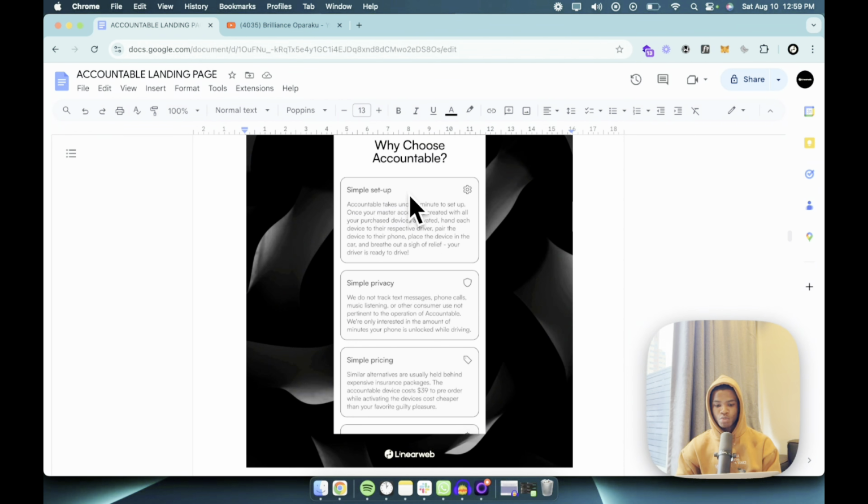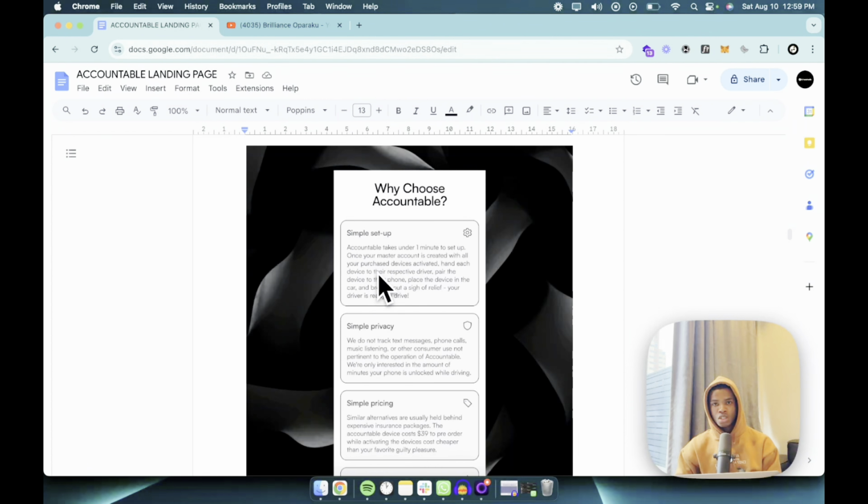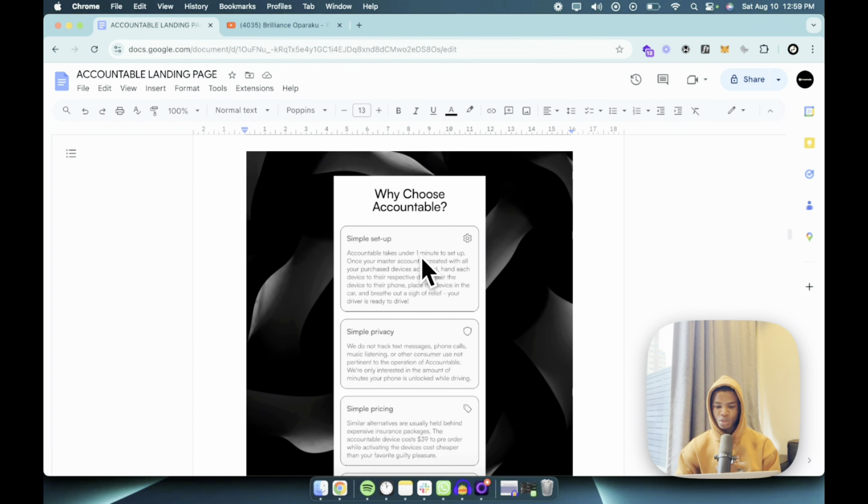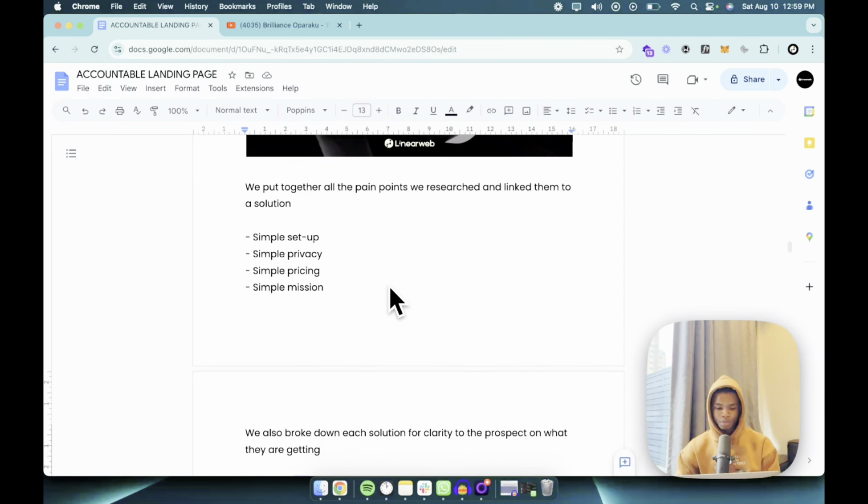So you can see here we have "Why I choose Accountable": simple setup, simple privacy, simple pricing, and then simple mission. And we explained every single step there.